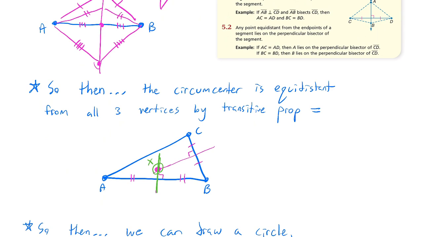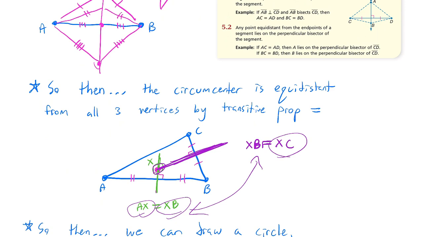So let's call this point X. Well, that means from A to X is the same as from X to B, because it's on the perpendicular bisector of AB. And then in a different color, let's do purple. If X is on this perpendicular bisector, then XB equals the distance from X to C, and so you just link those together by the transitive property, and you get that AX is the same as XB is the same as XC. It's the same distance from all three vertices.